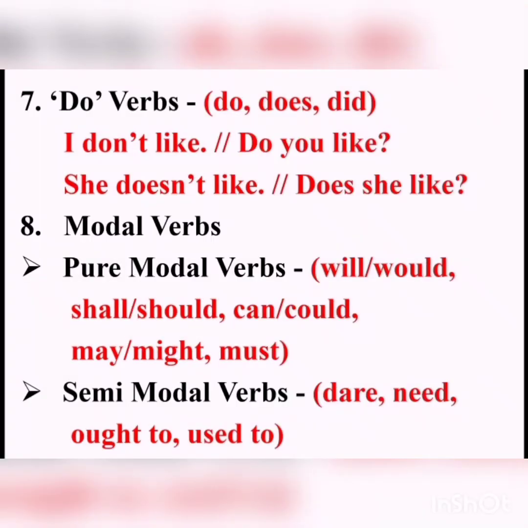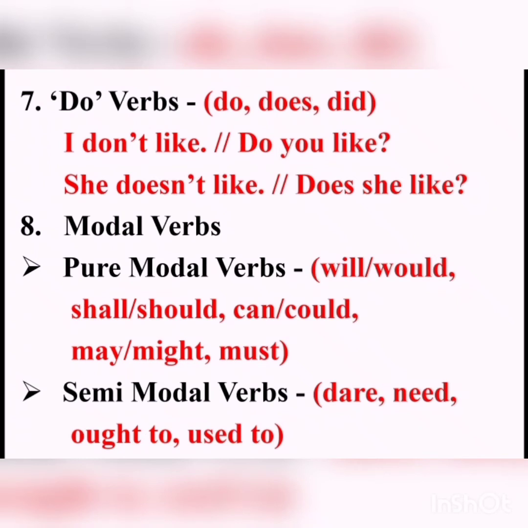Next one is do verbs. Here do verbs can also act as a main verb as well as an auxiliary verb. So in order to frame negatives and interrogatives, we use do form verbs. And then does is singular, do is plural, do and does together represent present, did is past.